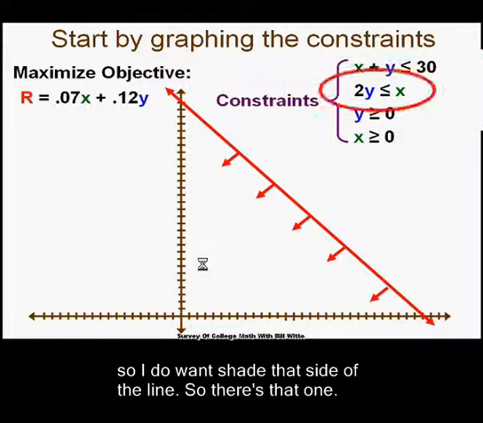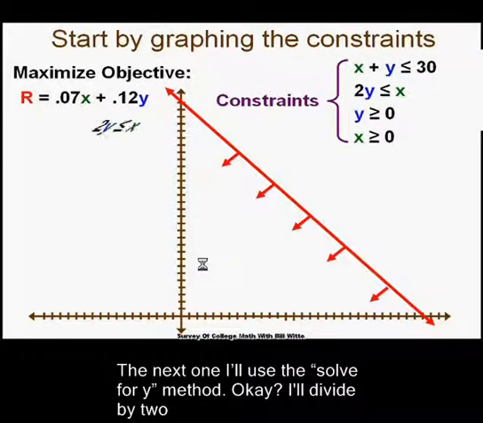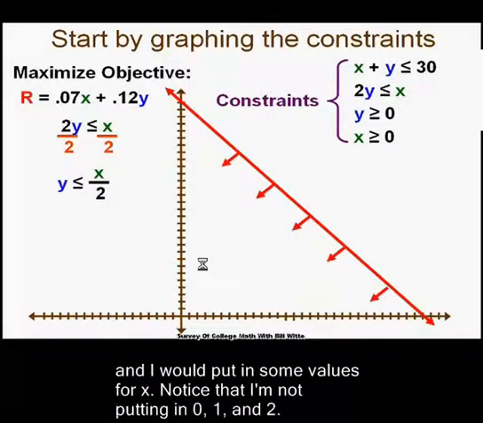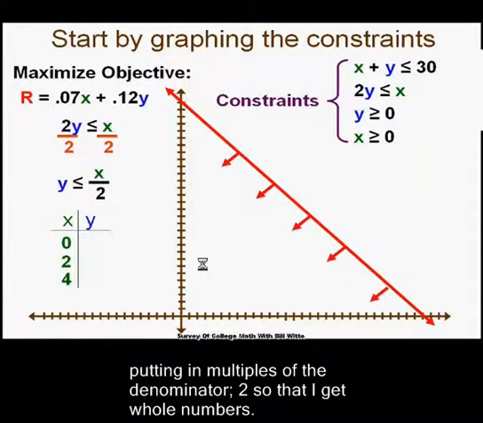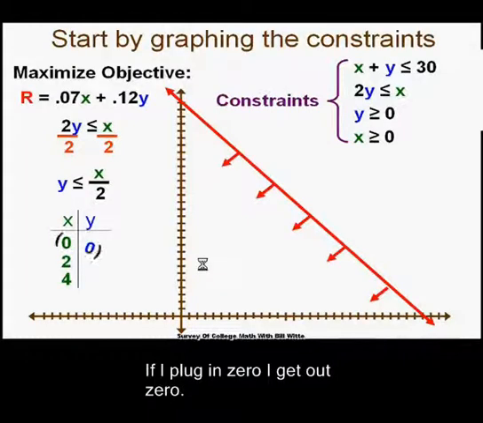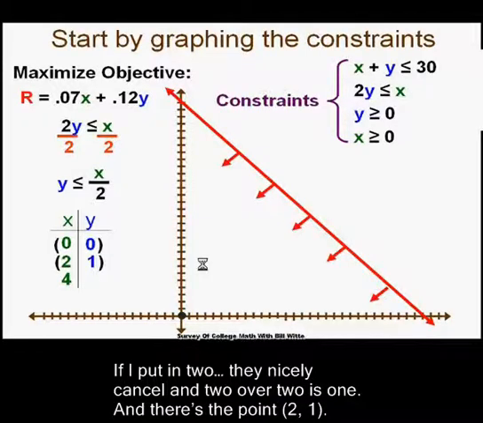The next one, I'm going to use the solve for y method. Okay? I'll divide by 2, and I'm going to put in some points for x. Notice that I'm not putting in 0, 1, and 2. I could, but I'm going to make life easier for myself by putting in multiples of the denominator, 2, so that I get whole numbers. If I put in a 0, I get out a 0. 0 divided by 2. If I put in a 2, they nicely cancel, and 2 over 2 is 1. So the point 2, 1.